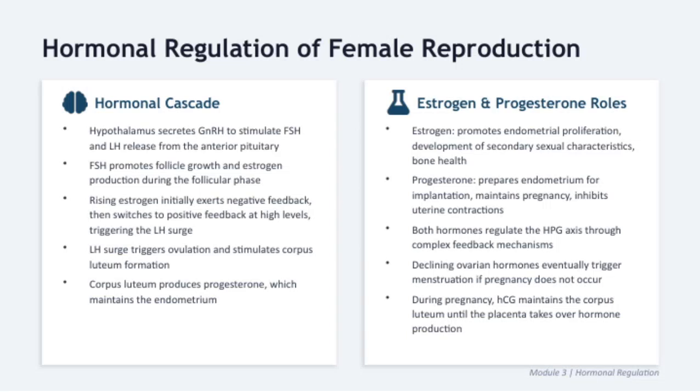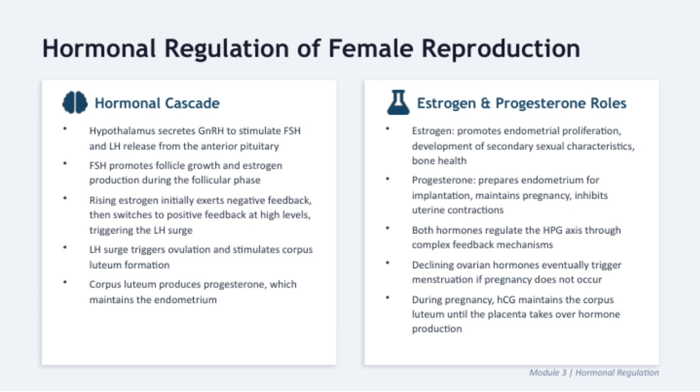Now, let's delve into the roles of estrogen and progesterone in female reproductive regulation. Estrogen primarily promotes the proliferation of the endometrial lining, which is essential for preparing the uterus for potential pregnancy. It also plays a key role in developing secondary sexual characteristics and maintaining bone health. On the other hand, progesterone prepares the endometrium for implantation and helps sustain pregnancy once it occurs. It also inhibits uterine contractions that could otherwise disrupt the developing embryo.